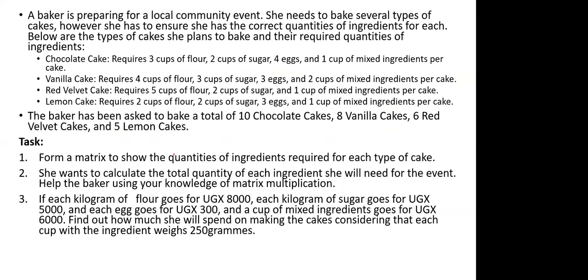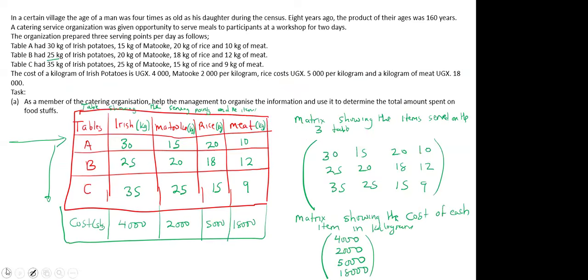Elijah, you have a question? Yes, I thought the 1,200,000 was money for the 2 days. Which one? The 1,200,000. Oh, remember when we are calculating, the question was saying that the organization prepared serving points per day as follows. Did you see that word? Per day.